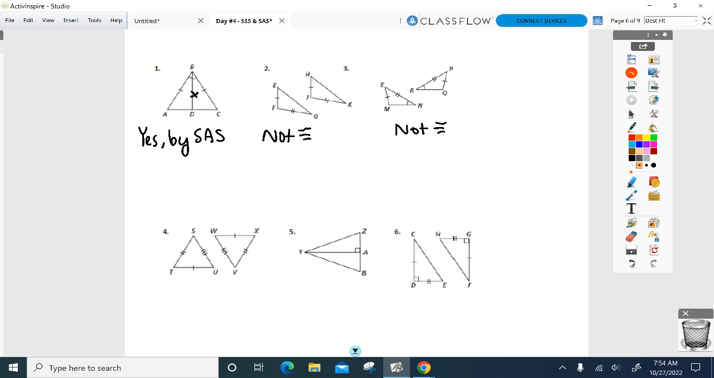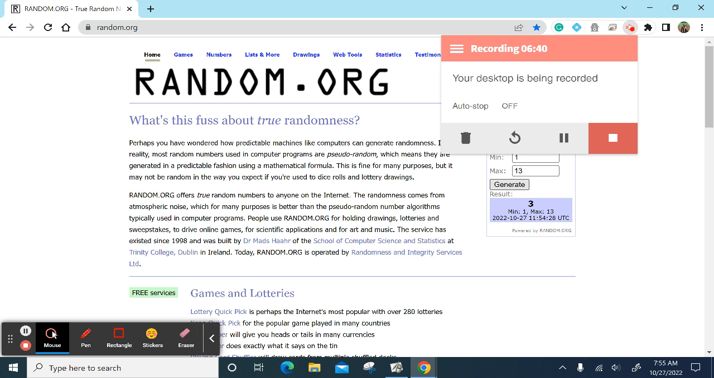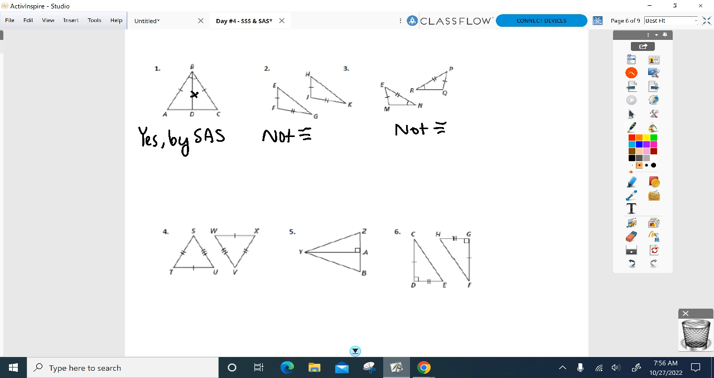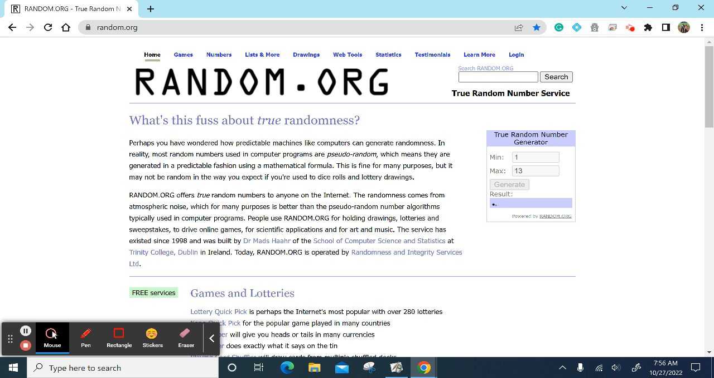All right, what do you say? You and your group, or what am I talking about? By yourself. Next 6, the bottom 3 and the next 3 on the next page. If it's a yes, tell me the method. If it's a no, just write not congruent. Go ahead. You can talk it over if you want, but what's number 4? Yes, no, and if a yes, tell me the reason.